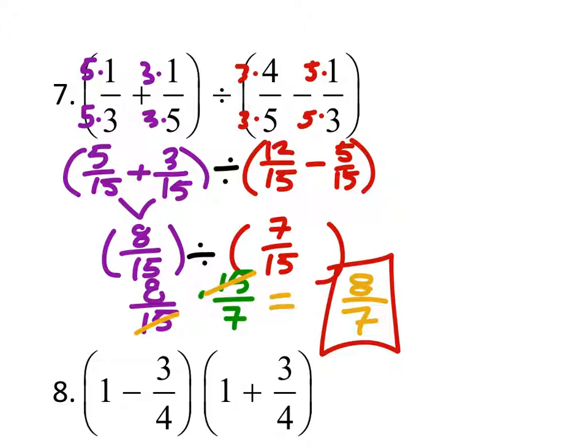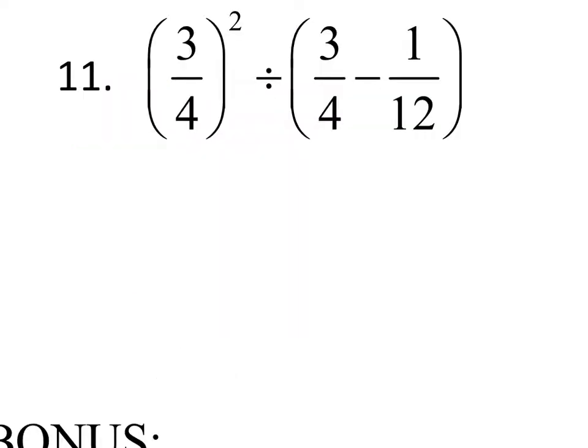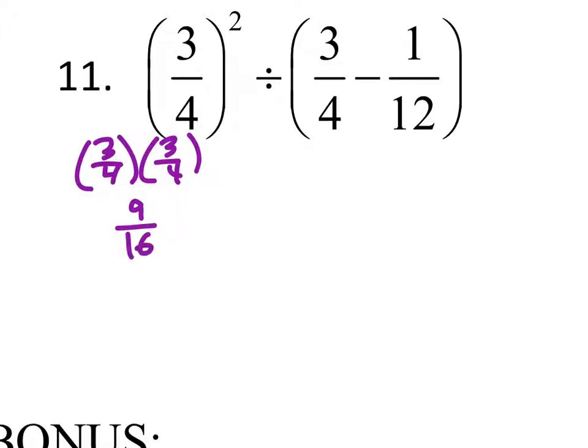That can be simplified. 11 here gives us an exponent, so really this is 3/4 times 3/4. So when we do that, we got 3 times 3, which is 9, 4 times 4, which is 16. And this is divided by the other set of parentheses, which we need to do now. I guess we should have done that first.